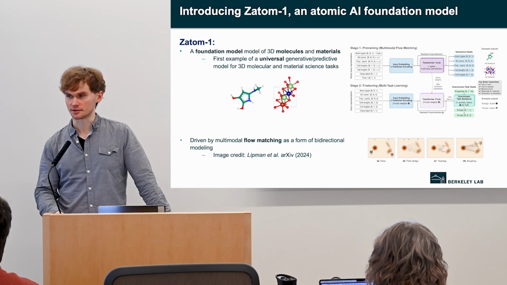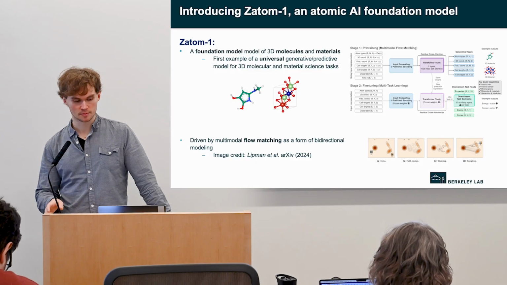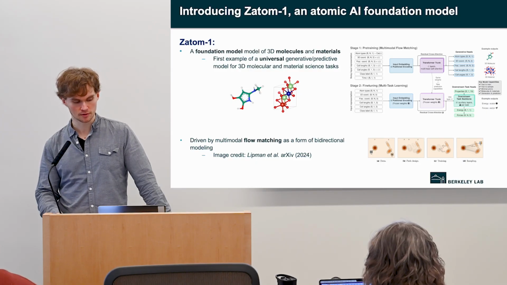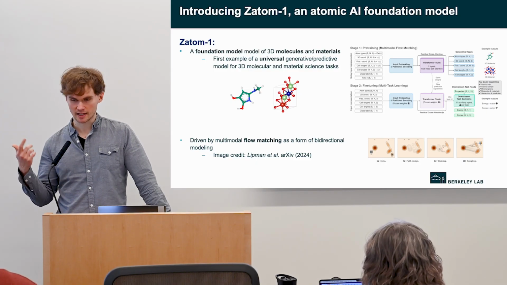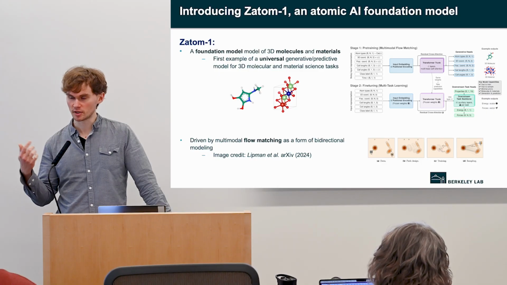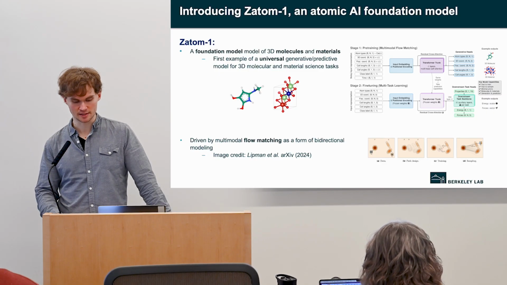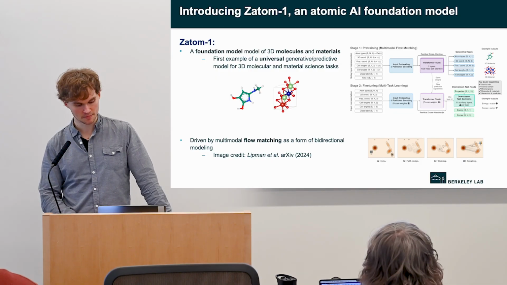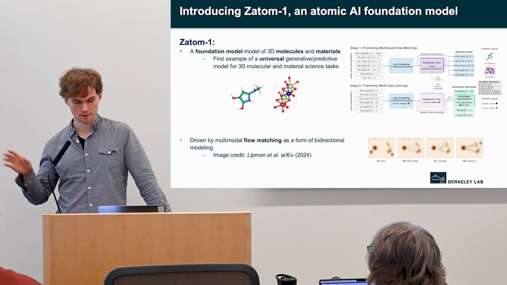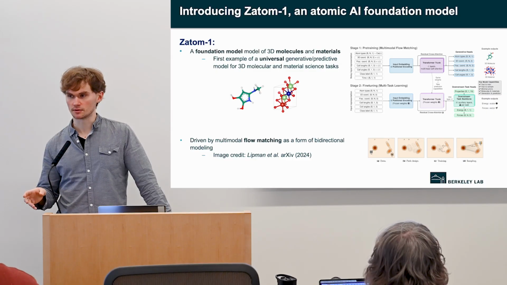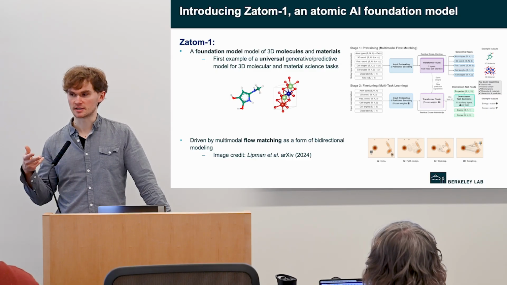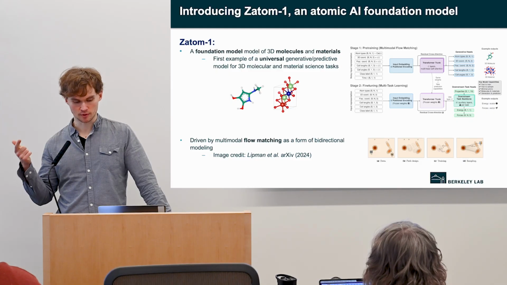Now, talking about what we've actually developed. ZAT1 is the first model of its kind. It's an AI foundation model for 3D molecules and materials. It can perform both generation of new molecules and materials and prediction of properties like energies, forces, and so on of existing molecules and materials. It's visualized here in the top right-hand corner. Like most foundation models in the AI literature, it's trained in two stages. The first stage is pre-training, and we'll talk about how that's performed in a little bit.